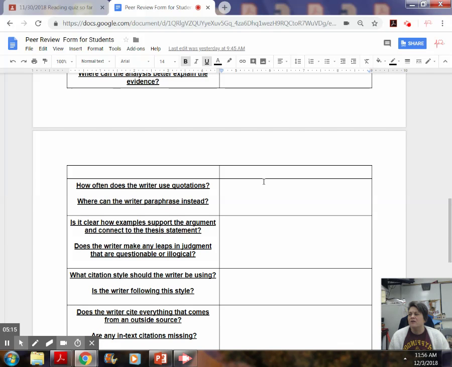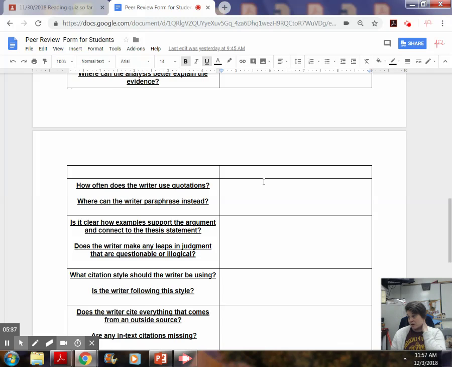How does the writer use the quotations? Is everything a quotation? Is the whole paper a bunch of different quotes? Do they paraphrase in places? Are there quotes that they've used that are like half a page long that they really needed to summarize and paraphrase and cite their source? Give them that information.